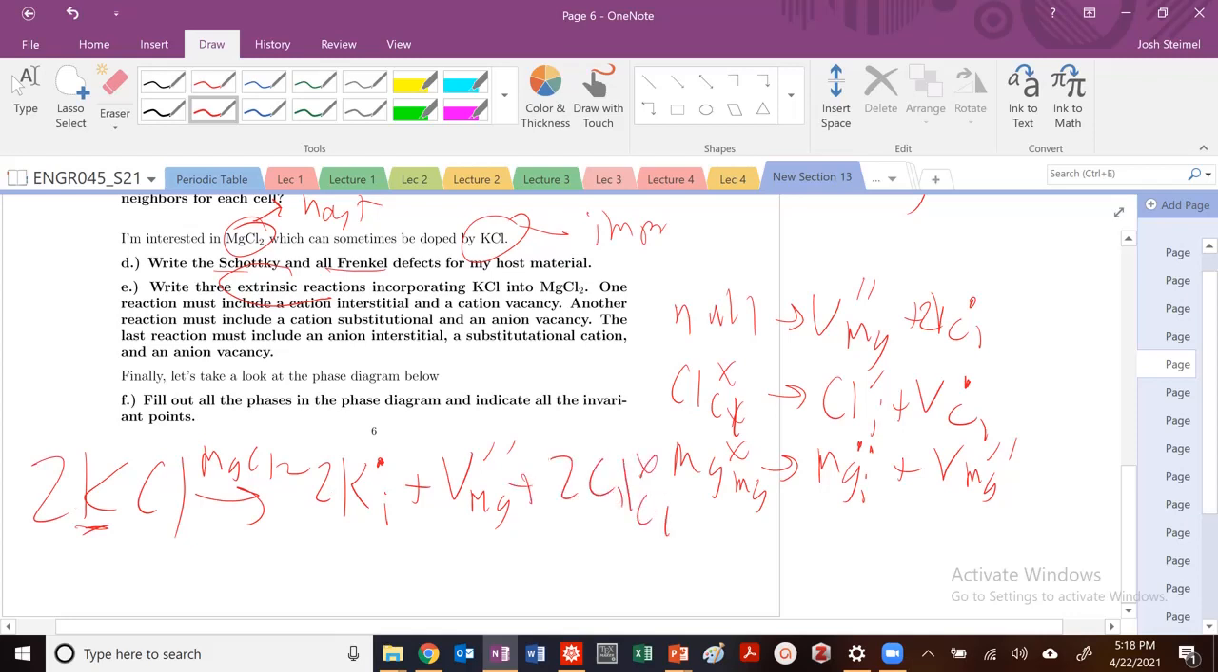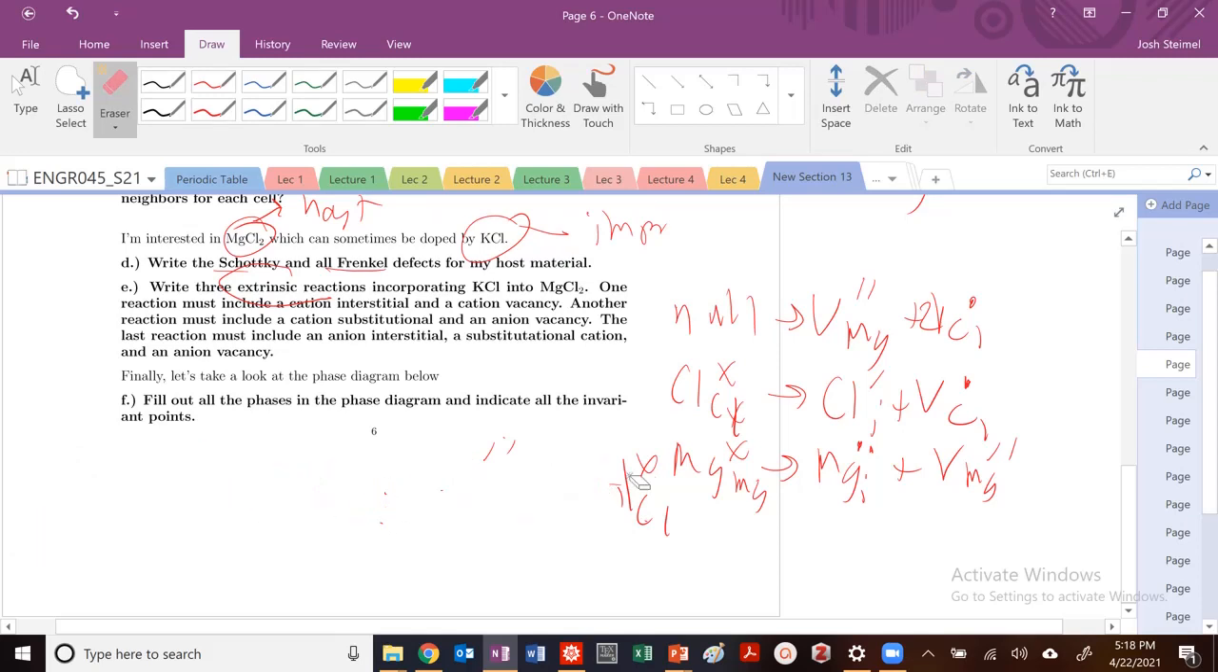Let's do charge balance. Check, check. Mass balance along the X here. So 2 Ks, 2 Cls. Excellent. What about the subscripts? Mg, Cl2. Got it. Yep. Let's do another one. So we nailed the first one.